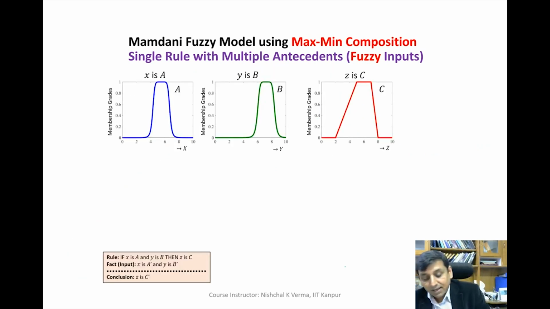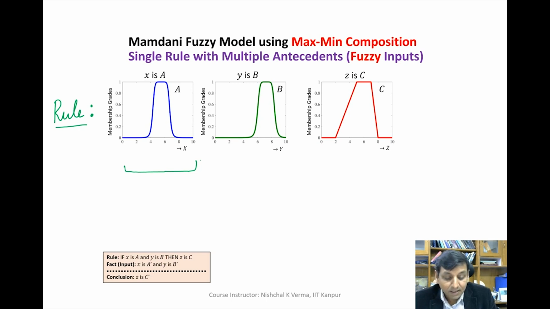So here we see that we have the model available and we have the rule. In this rule we have two antecedents. So here we have the first antecedent, where we have X is A. So here this is the first antecedent. The second antecedent is here. So I can write here the first antecedent. The second antecedent.